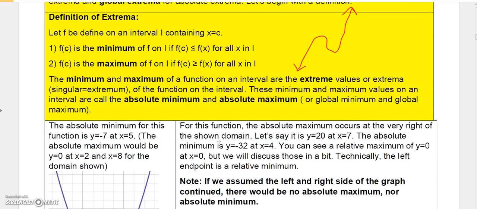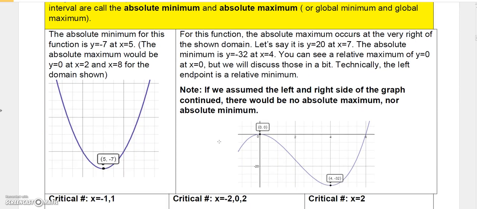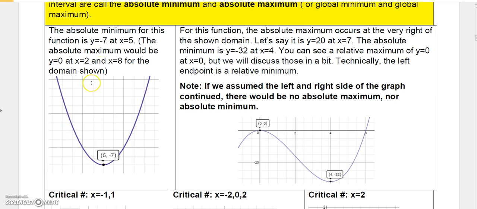I want to first show you absolute maximum. If you look at this graph right here, we're going to pretend like this graph stops right here. It doesn't go on forever and ever. I put little dots there so you know it stops. If we just have this portion of this parabola, then we can see that the lowest point is this point here, 5, -7. Since the y value is the minimum, the minimum would be -7. So the absolute minimum of this graph would be -7.